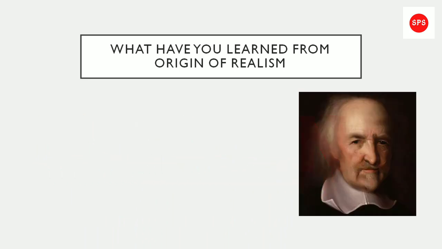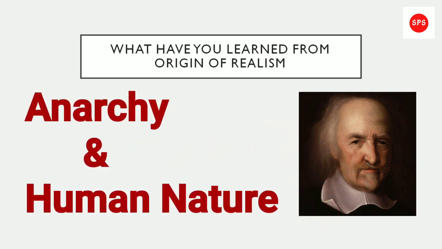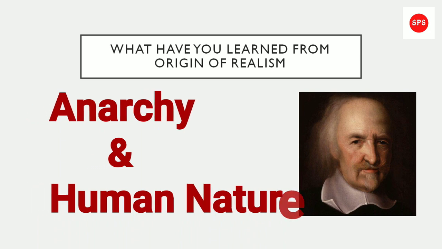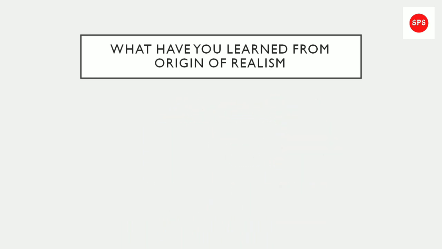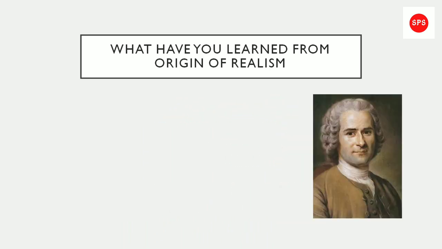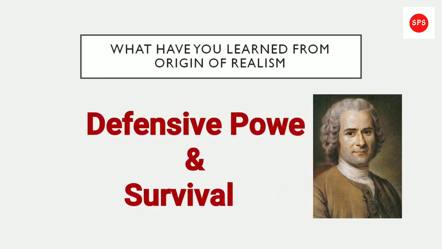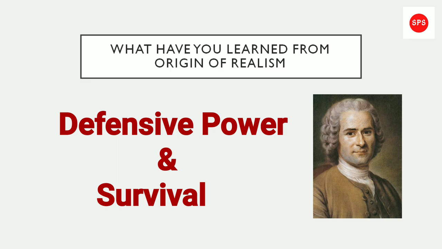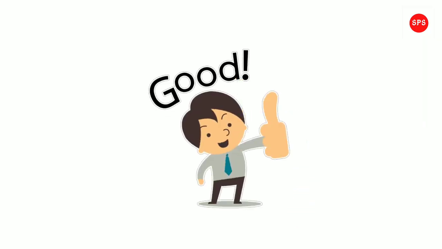From Hobbes, just like his state of nature, international politics is in an anarchic situation where every state is trying for its survival, and states act like human nature. Like Hobbes, Rousseau also has taught us that every state feels insecure and fears for its survival. That's why they try to increase their defensive power, and this process continues. I hope you have got all the points.